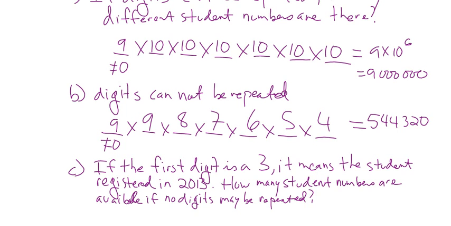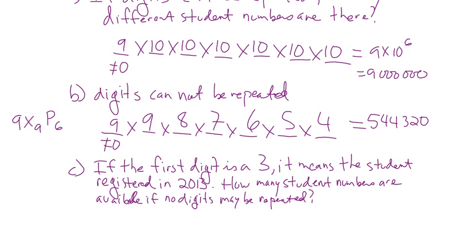Okay, so like your student numbers, we're going to say if the student number starts with a 3, it means the student registered in 2013. How many student numbers are available if no digits can be repeated or may be repeated? Before we do that, let's go back to the other one and see if we can do this a little bit simpler way, right? So if digits can't be repeated, we know we've got 9 for the first digit. Then after that, we have 9 digits remaining that are available, and we need 1, 2, 3, 4, 5, 6. So we could just go 9 times 9p6, right? Save ourselves some work, like writing down all the blanks.